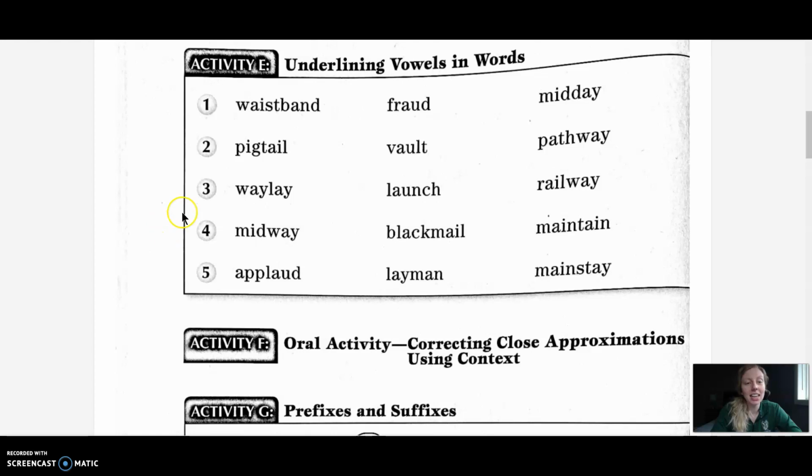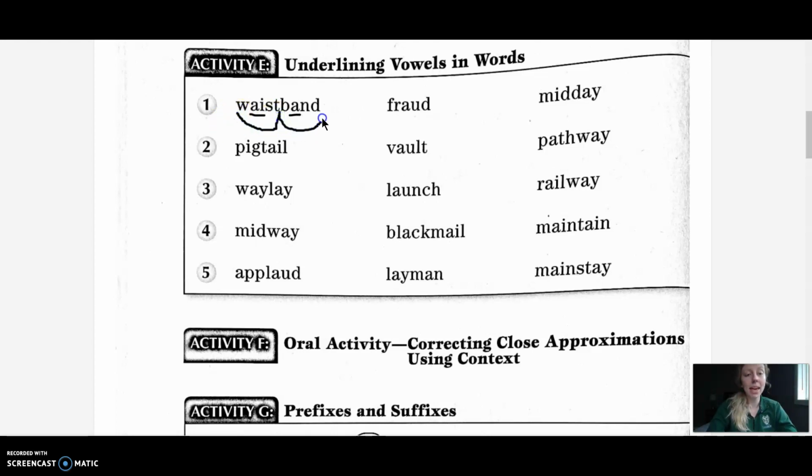So in activity E, we are going to start by underlining vowels in words. We are going to underline the vowels or vowel combinations in words. The number of vowel combinations tells you the number of word parts, okay? Again, the number of vowel combinations tells you the number of word parts. So I'm going to do the first one to explain what I mean. Vowel combination right here, vowel right here. Now, there's two vowel combinations, so that means I need to split this word into two parts, okay?